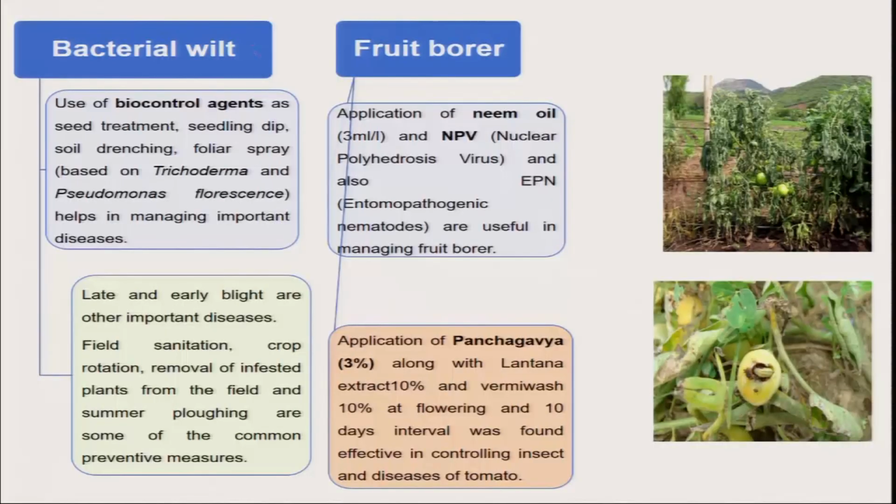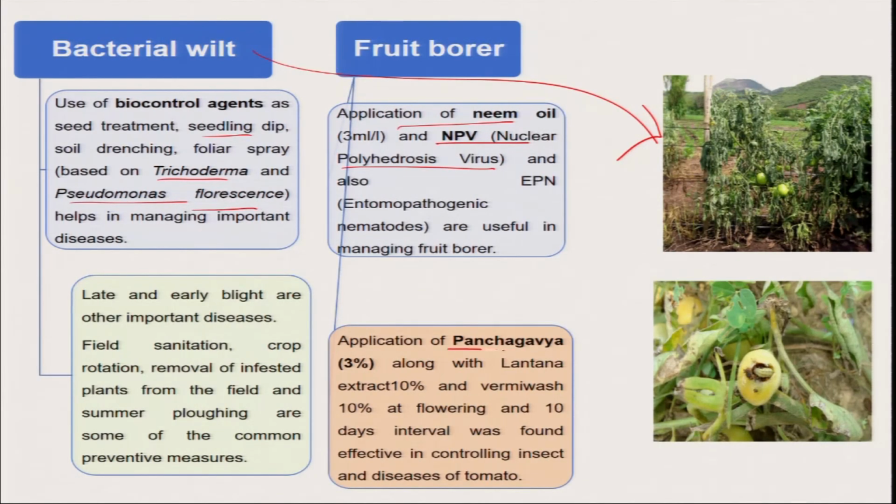There are lots of diseases we are having. One of the major important diseases is bacterial wilt. So we always avoid monocropping and follow crop rotation. You should not grow tomato, the same crop, in the same land year after year, and we have to use different types of biocontrol agents: Trichoderma, Pseudomonas fluorescens. You can apply neem oil, and also NPV, that is nuclear polyhedrosis virus. It also has a tremendous role to control fruit borer, but in case of disease, bacterial wilt we have to control. In case of insect pest, fruit borer is to be controlled.